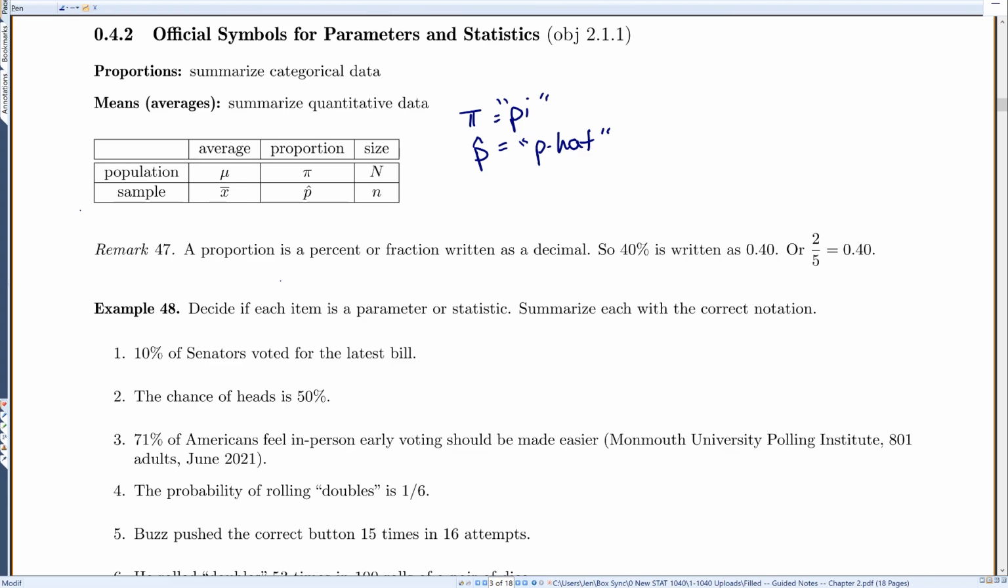Let's see, and just a remark, a proportion is just a percent or a fraction written as a decimal. So like 40% is written as 0.4, or 2/5 could be written as 0.4. So it just means you write it as a decimal.